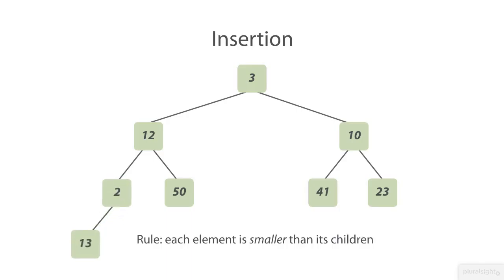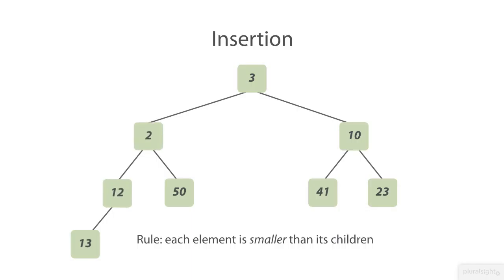These 2 elements therefore switch position, and we consider the rule for the next element on the path towards the top. 12 breaks the rule again. It is indeed smaller than 50, but it is not smaller than 2. So 12 and 2 switch position, and we continue to the next element, which is 3.